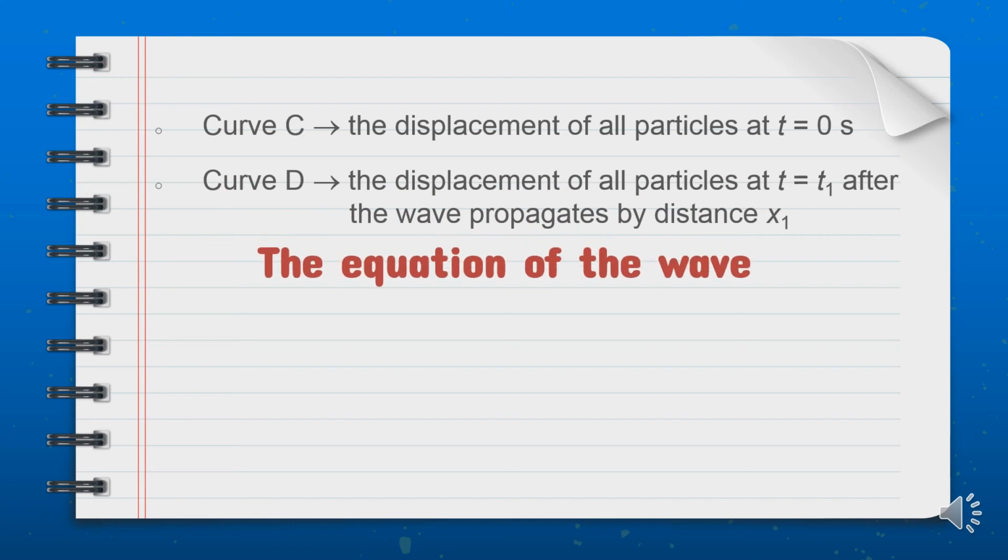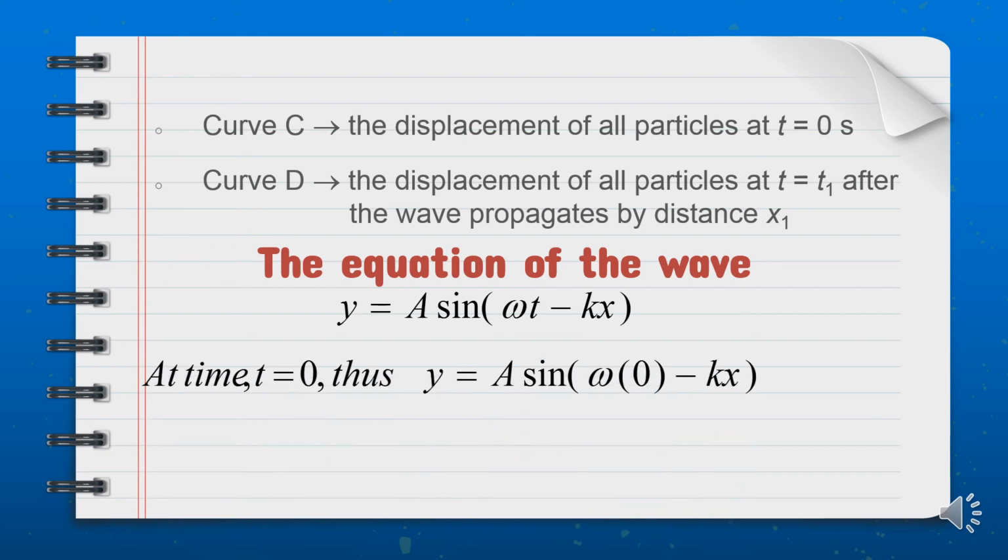Okay, the equation of the wave. From the equation of displacement, y equals A sin(ωt − kx). At time equals 0, the formula becomes y equals −A sin kx. That's why our graph before, the graph for curve C, is a graph of a negative sine function.